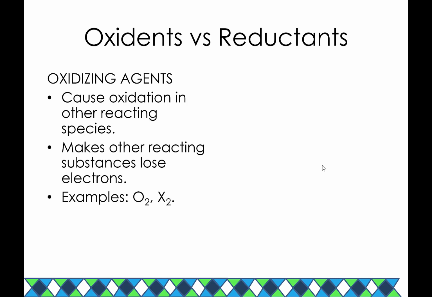So oxygen is a good oxidizing agent. So are the halogens. And like we had already mentioned with chlorine, chlorine readily picks up 2 electrons to go to 2 chloride anions that are both isoelectronic with argon. So chlorine is an oxidizing agent. It's picking up electrons, so it's causing some other species to lose electrons.